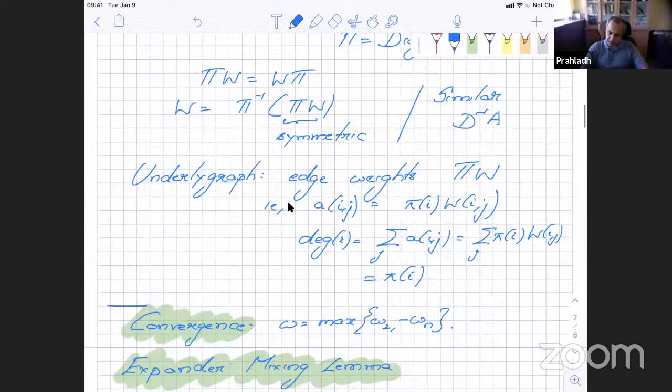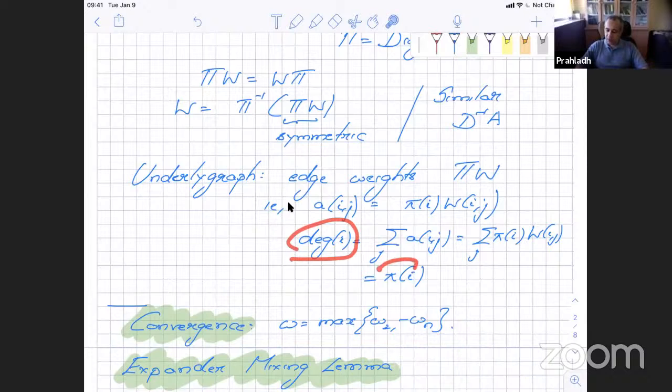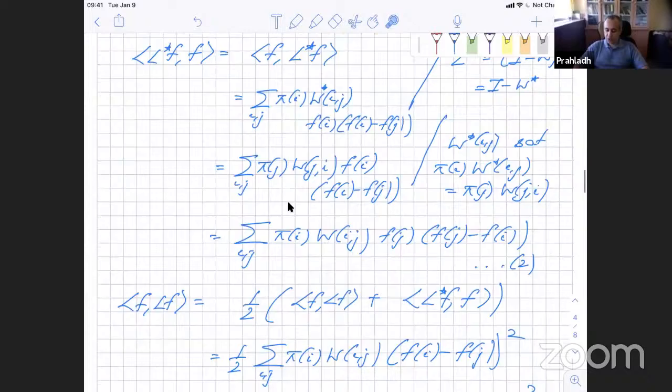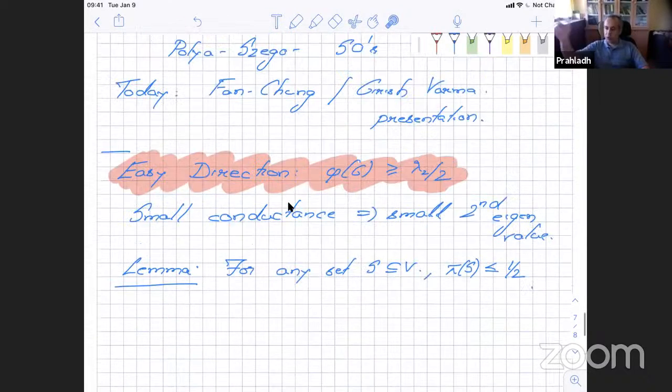So if the underlying walk is a random walk, the degree of a vertex is exactly pi i, as we saw. The degree of a vertex is the sum of the weights of the edges going out of it, summation over j of a_ij, which was summation over j of pi_i w_ij. Now w_ij sums to 1, therefore the degree of a vertex in this random walk is just pi_i. So we'll work with the random walk definition and prove all of this that way, because that includes all the cases: regular, irregular, weighted graphs, everything.